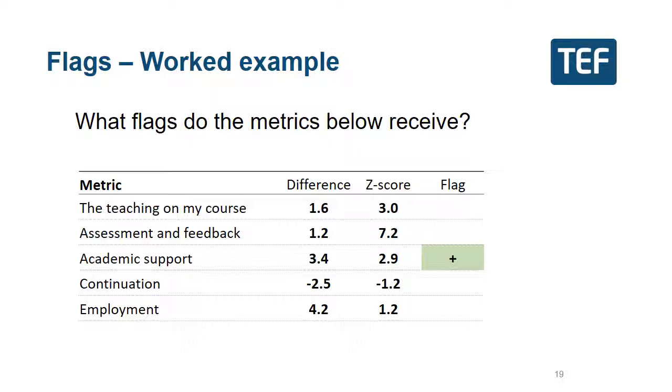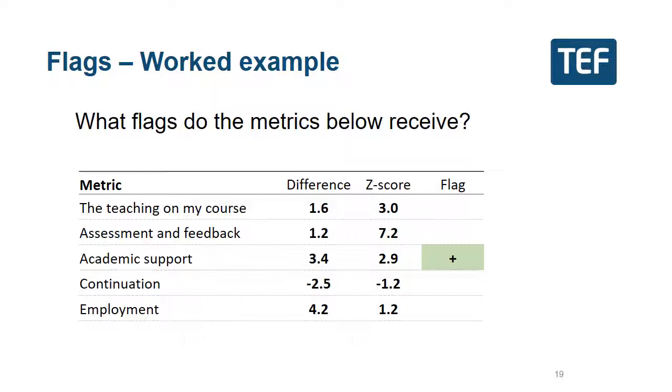And here are the answers. So only the academic support metric gets a flag, and it's a single positive flag. The first two metrics are statistically significant but don't meet the materiality threshold of plus or minus 2 percentage points difference, and the last two metrics are above the materiality threshold but can't be classed as statistically significant.